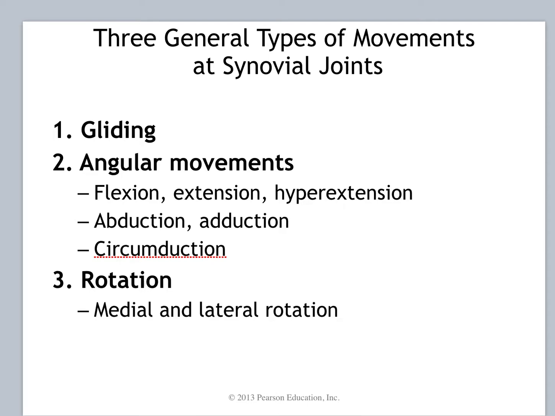There are general types of movements at synovial joints, including gliding movements, which are just sliding one bone over the other; angular movements, which include flexion, extension, hyperextension, abduction, adduction, and circumduction; and rotational movements, which include medial and lateral rotation.